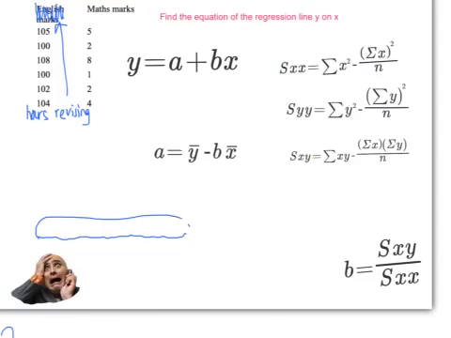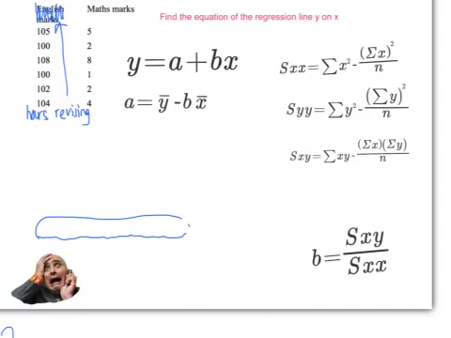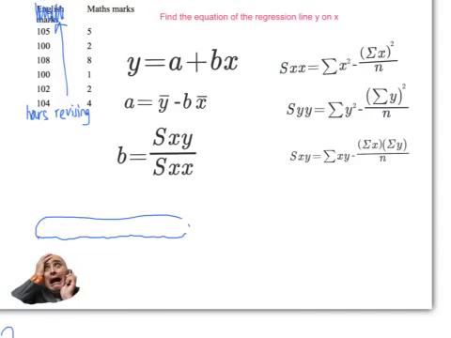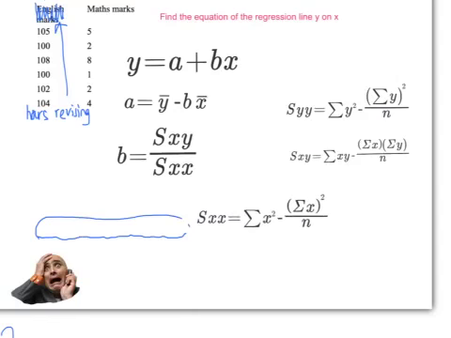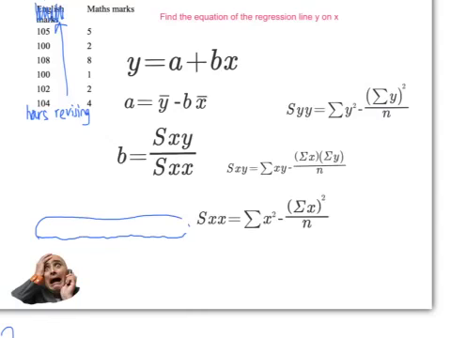What's a? A equals y bar minus b x bar. What's b? B equals Sxy over Sxx. I can hear you going, yes, it's my little friend Sxy, Sxx. So here's Sxx, that's the one down the bottom, and here's Sxy. So in actual fact, there's one formula we can get rid of. What I want you to do in your book is scrub through the Syy formula. We don't need it, and it's important that you recognise that it's not needed. Cross it out in your book.